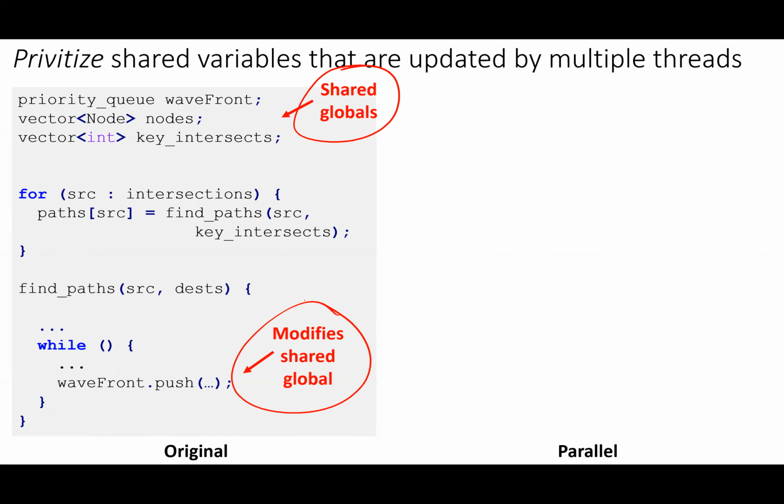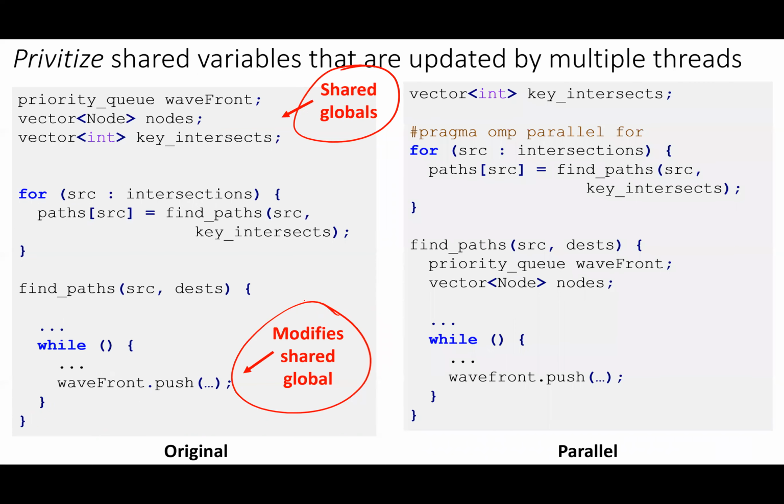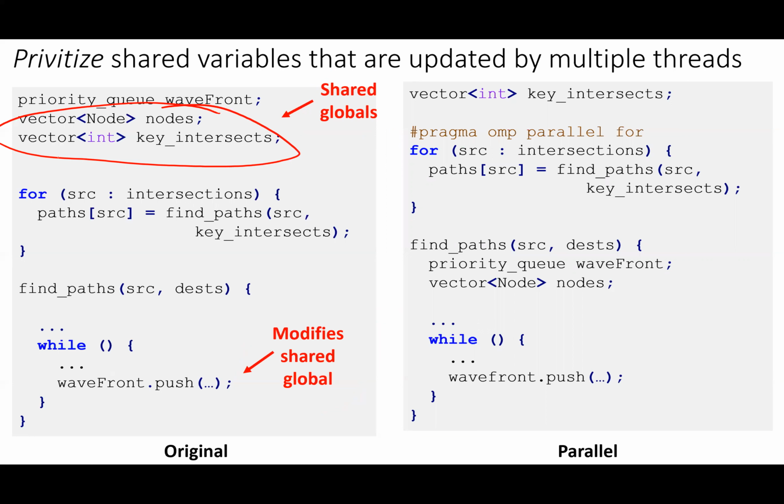To get rid of them is relatively easy. There's no particular reason that I had to make these globals. I can just take these variables and not declare them here, but declare them here. I didn't really need them to be global. Notice I've just moved the declaration into find paths. Find paths is called from within my parallel for. That means that every variable it creates is local to a thread.